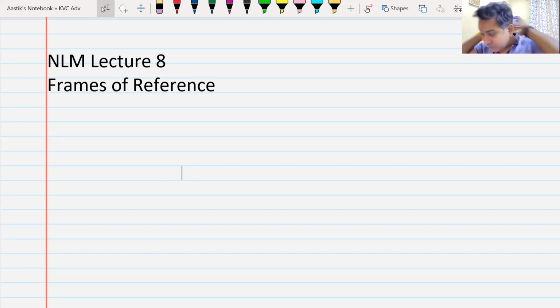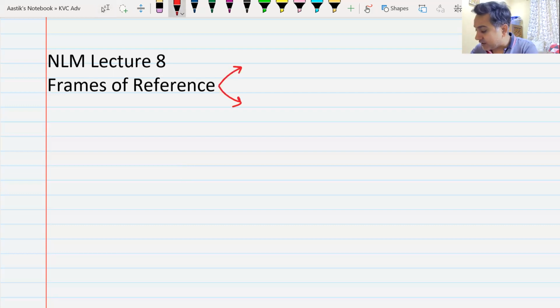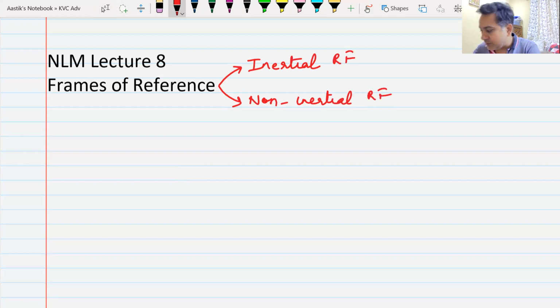But now what we are going to see is how many types of reference frames there are. There are two types of reference frame that we have. The first one is known as inertial reference frame, and the second one is known as non-inertial reference frame. I hope you know what you mean by inertial and non-inertial reference frame, so we'll quickly go through it.